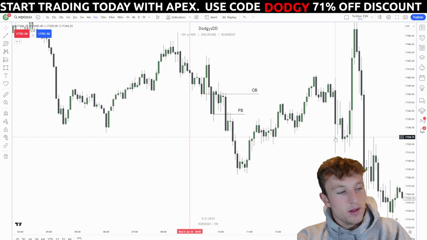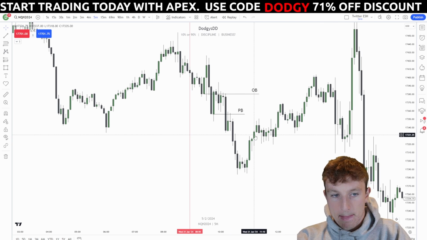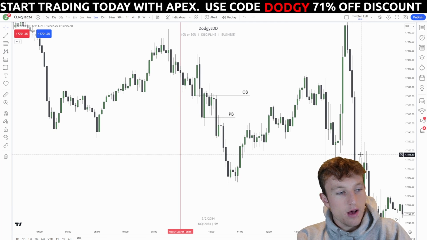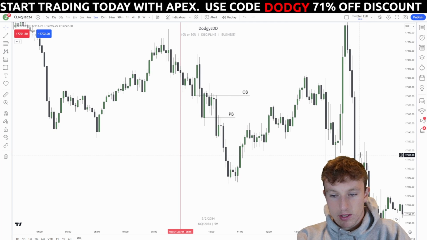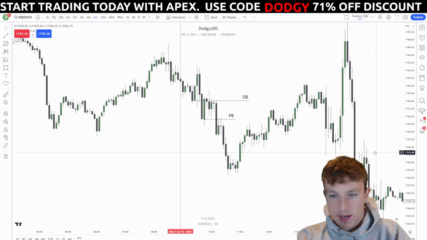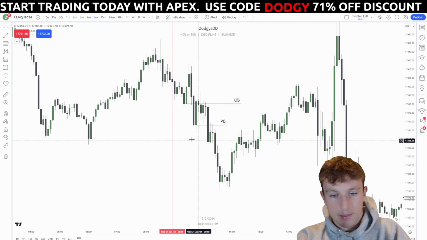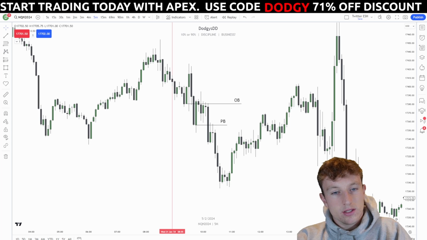So that's what a propulsion block is. It's pretty simplified. If you have any questions, let me know. In simpler terms, it's an order block off of an order block. That's the best way to look at it. They're not super common, but when they are, do not fade them, because they will accelerate price.